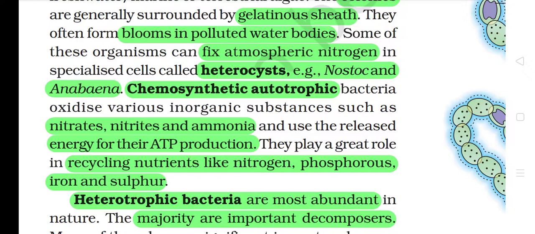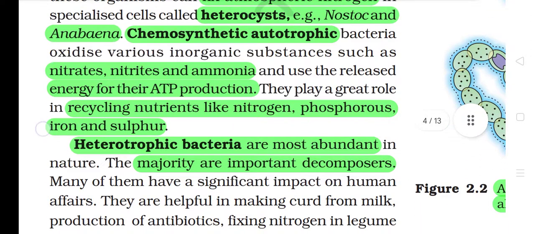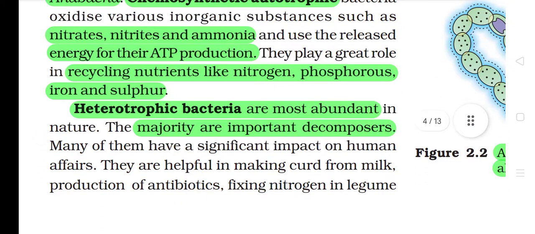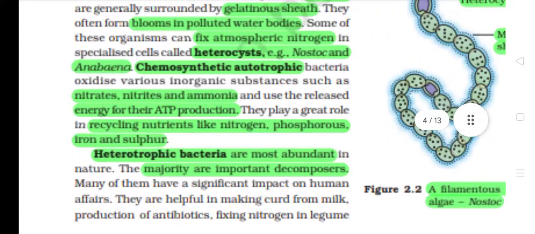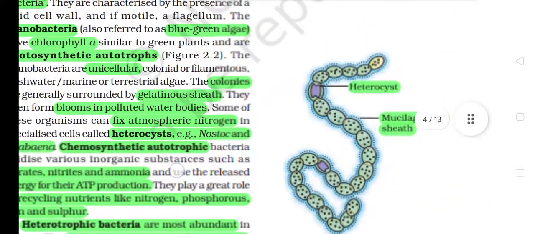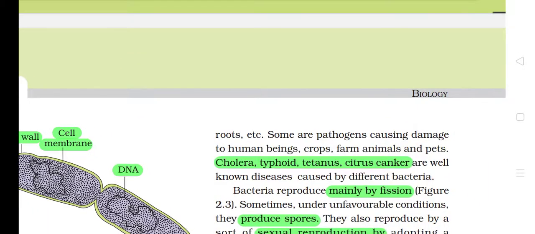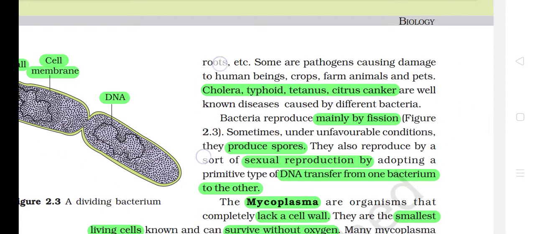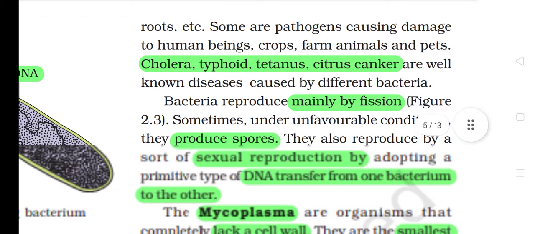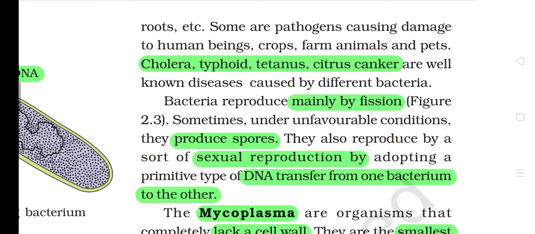Heterotrophic bacteria are most abundant in nature. The majority are important decomposers. Many of them have a significant impact on human affairs. They are helpful in making curd from milk, production of antibiotics, fixing nitrogen in legume roots, etc. Some are pathogens causing damage to human beings, crops, farm animals, and pets. Cholera, typhoid, tetanus, and citrus canker are well-known diseases caused by different bacteria.